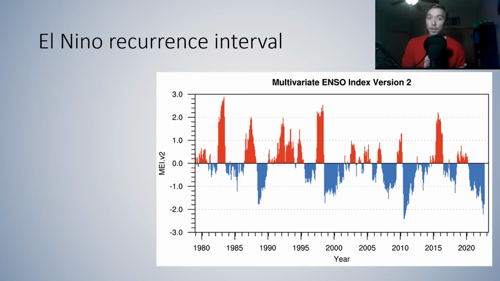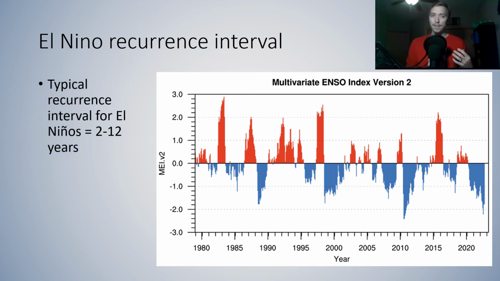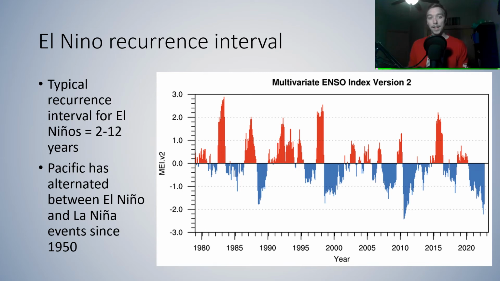So here, El Nino recurrence intervals. These ENSO phases set up on a quasi-regular time span. We can see here, this is a figure from the National Oceanic and Atmospheric Administration. So these El Ninos, or these ENSO events, cycle roughly every 2 to 12 years. The Pacific has alternated between El Nino and La Nina events since the 1950s, and we can see here, currently, as of recording this, so November of 2022, we are in a La Nina phase, a pretty decently strong one.